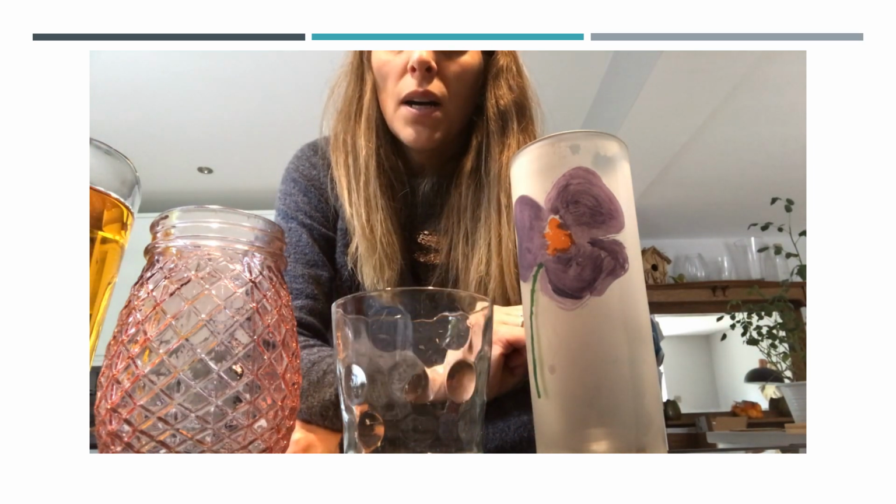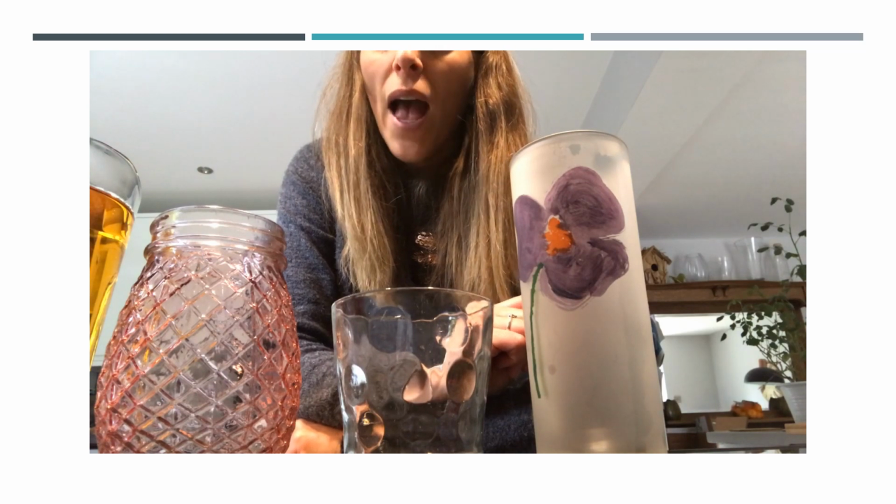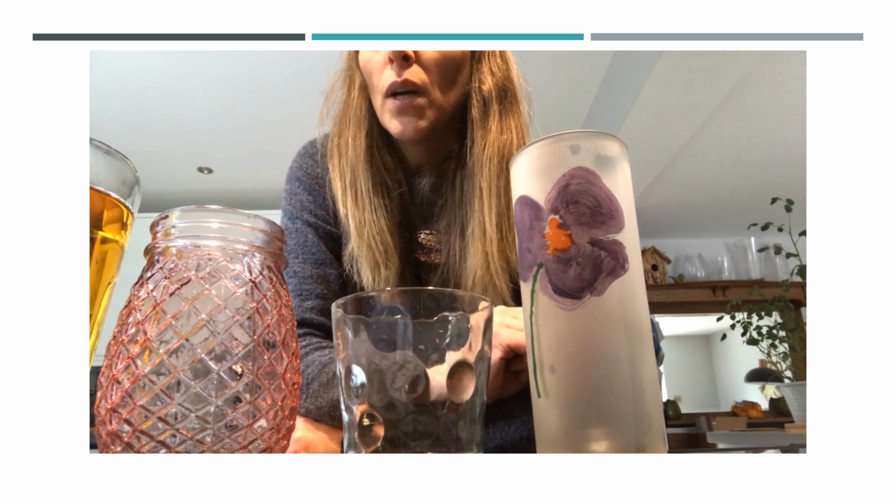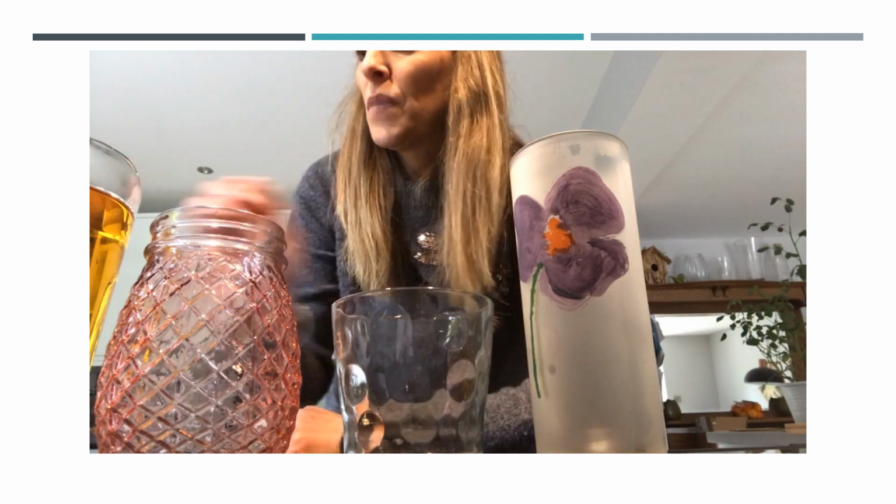Okay, keep that thought in your mind. Which one is going to hold the least amount of liquid? Keep that thought in your mind. Or are any of them going to be equal, so hold the same amount of liquid? Let's find out. So I'm going to fill them all with liquid to begin with.